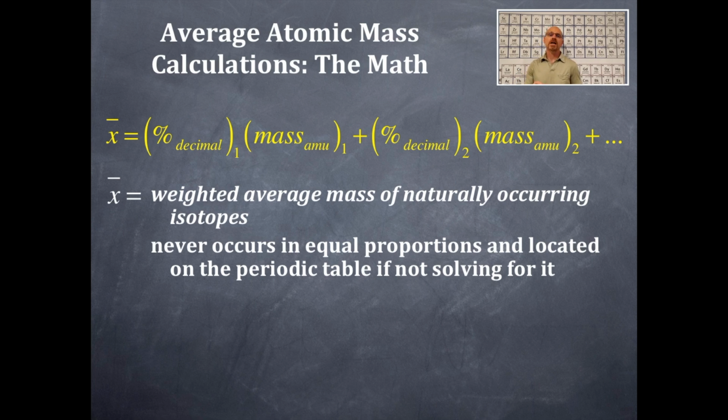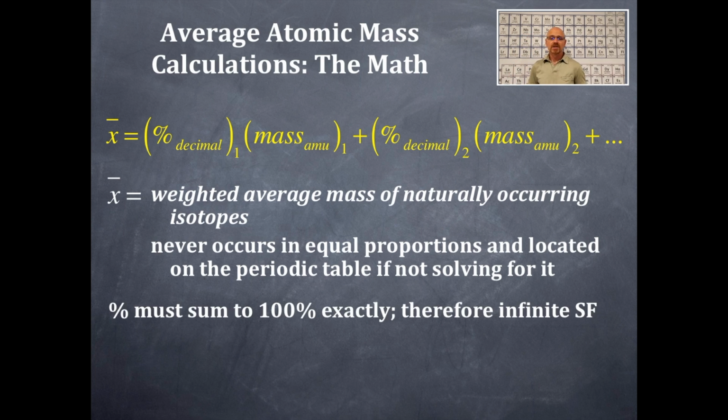Okay? This number, if you don't actually have it, or if it's not given in the problem and you're not asked to solve for it, then you're going to find it on the periodic table. Okay? So, the percentages must sum up to 100% exactly. So we're going to make the assumption that all the isotopes are there. Therefore, we're going to assume that this number, 100%, has an infinite number of significant figures for our calculations. That will play a key role here in a little bit.